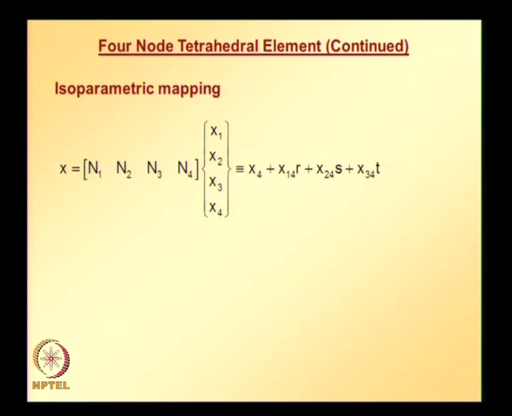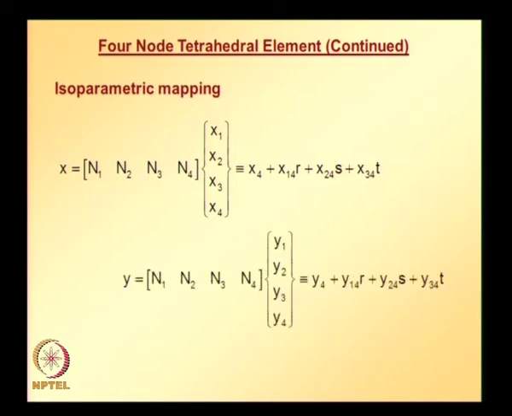Based on that, x is equal to n1 x1 plus n2 x2 plus n3 x3 plus n4 x4. Substituting n1 is equal to r, n2 is equal to s, n3 is equal to t, n4 is equal to 1 minus r minus s minus t, this expression can further be simplified as shown on the right hand side, where x14 means x1 minus x4, x24 denotes x2 minus x4, x34 denotes x3 minus x4.